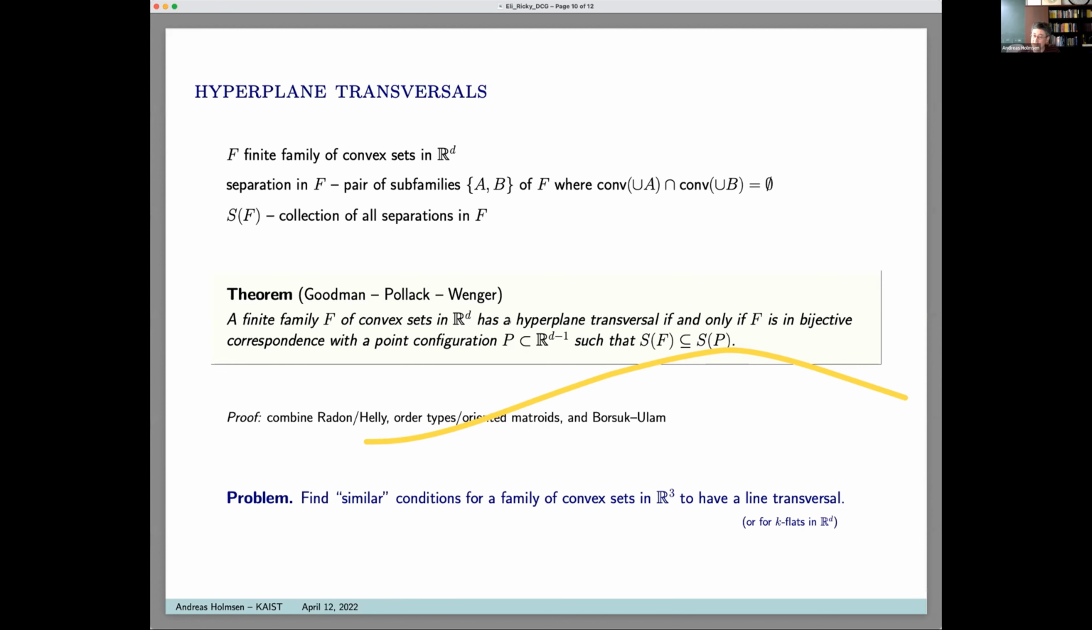And this is my favorite theorem of Eli and Ricky, actually, because this was maybe one of the first theorems of theirs that I learned, and it combines all the things that I love in discrete geometry.